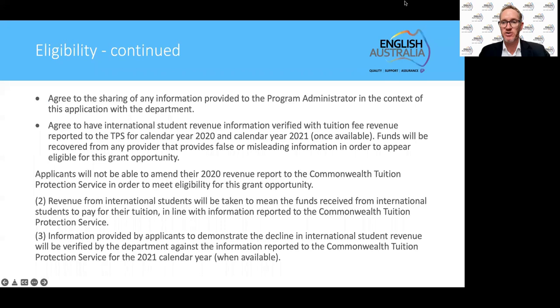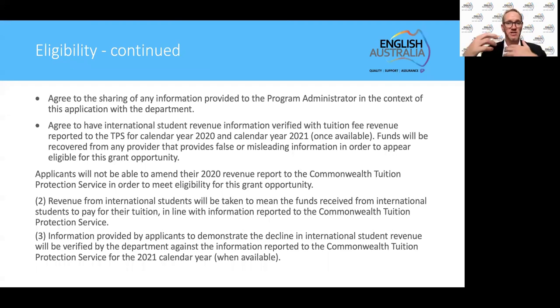Moving back to the eligibility criteria here, you need to be aware that as part of your application's conditions, you will have to agree via checkbox and through your declarations to share your information with the program administrator, and in that context, it will be shared with the department where appropriate. And as I mentioned earlier, you need to agree that the 2021 TPS records will be validated once they are available, and funds will be recovered if you have not met any of the criteria. So you need to ensure that that criteria is met.